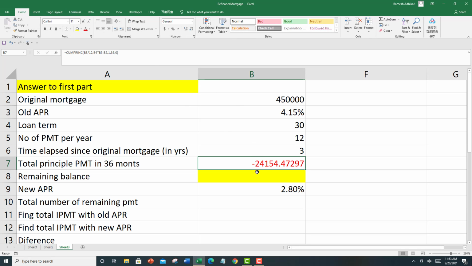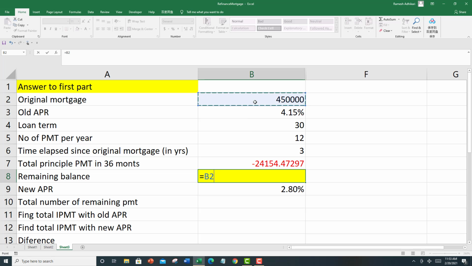Look at here, which is 24,154.47. So once you know the principal payment in the past 36 months, you can easily compute the remaining balance. It would be simply the loan amount minus whatever you have paid in the past 36 months. This is already in negative numbers, so I'm going to simply do plus, so that means it gives me the remaining balance. So that means now after 3 years, you still have 425,845.527. That's the remaining balance.